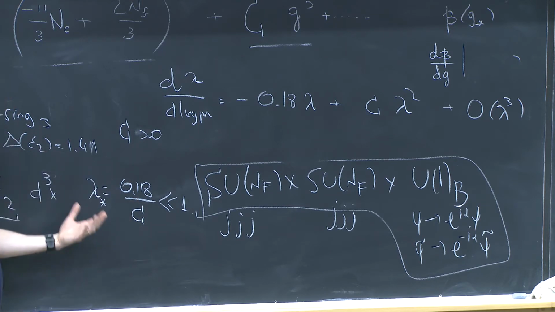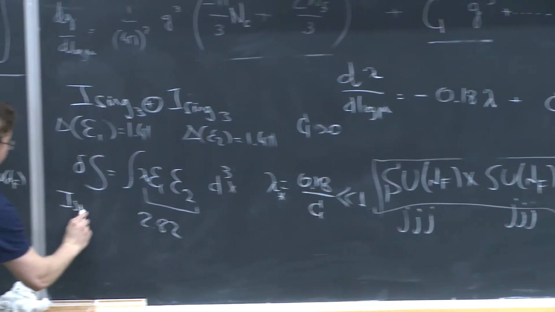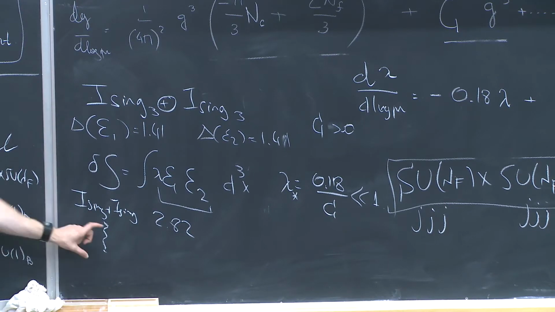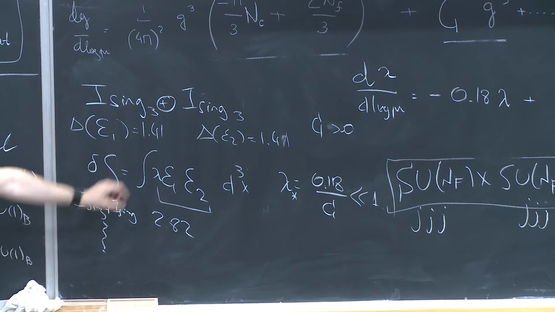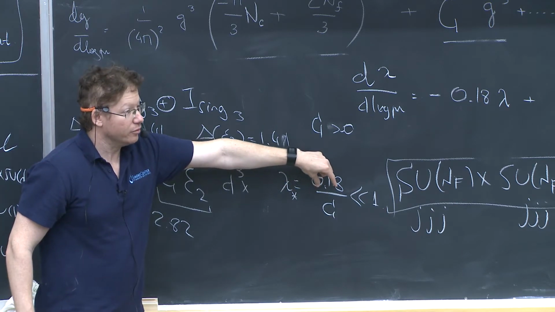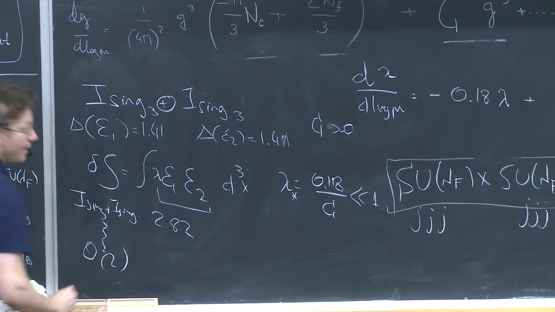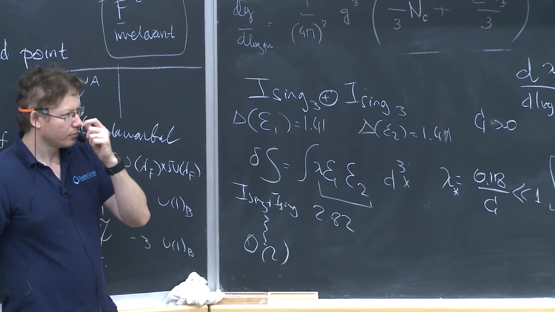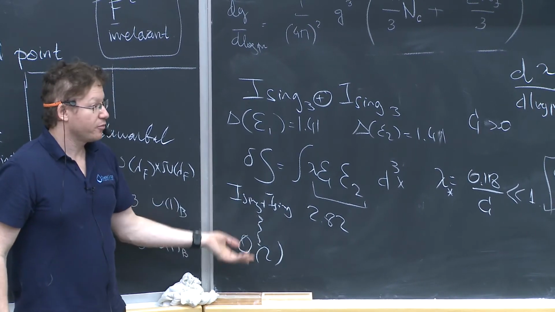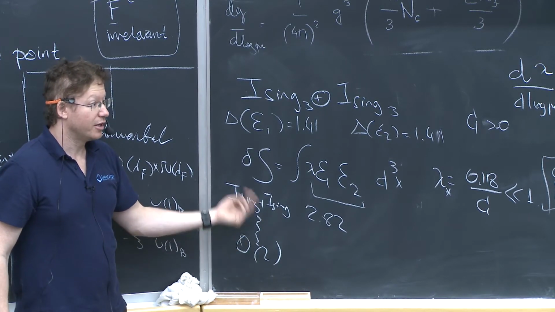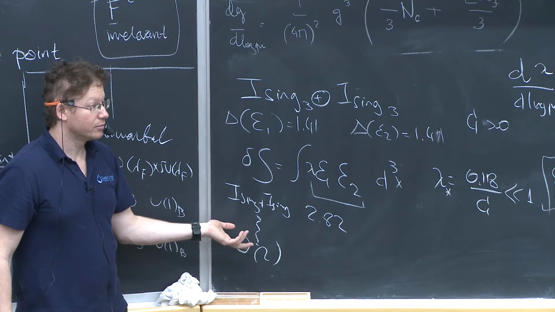This would be an infrared fixed point because it was a relevant operator. You started the flow from Ising plus Ising, that was the UV, and then you flowed to something. But the flow wasn't very long, because lambda star is very small. So you flow to some new fixed point, and this is the O2 model, the XY model. Indeed, the critical exponents in the XY model and in the Ising model don't differ very much. That's the explanation: they're obtained from each other by a very short flow.